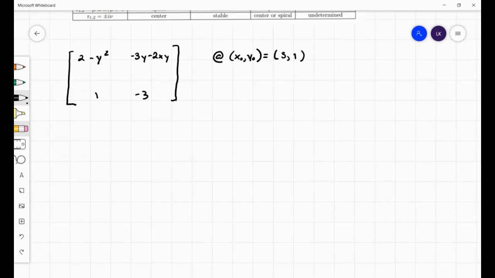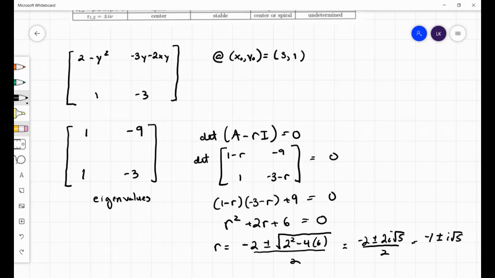So we're going to look at our matrix at the next equilibrium point, (3, 1). Evaluating, we get 1, negative 9, 1, and negative 3. We want to find the eigenvalues by finding the roots of the characteristic polynomial. This time, after using the quadratic formula, the eigenvalues are complex. Notice that the real parts are negative.